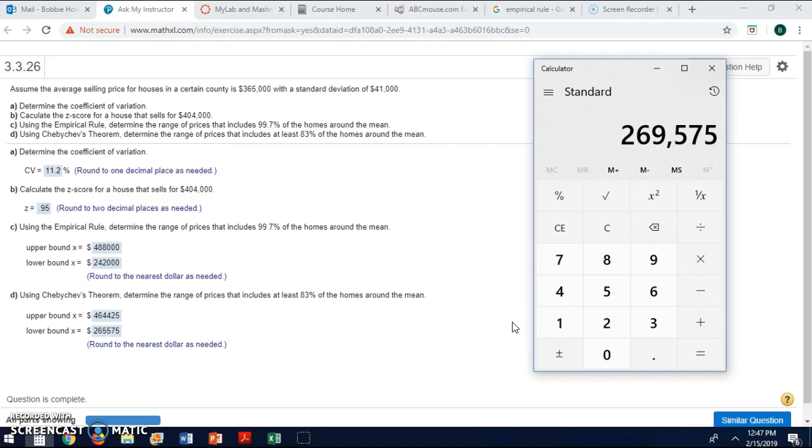Let me look at my notes here. 365,000 minus 99,425, and you would get 265,575, and there would be your limits.